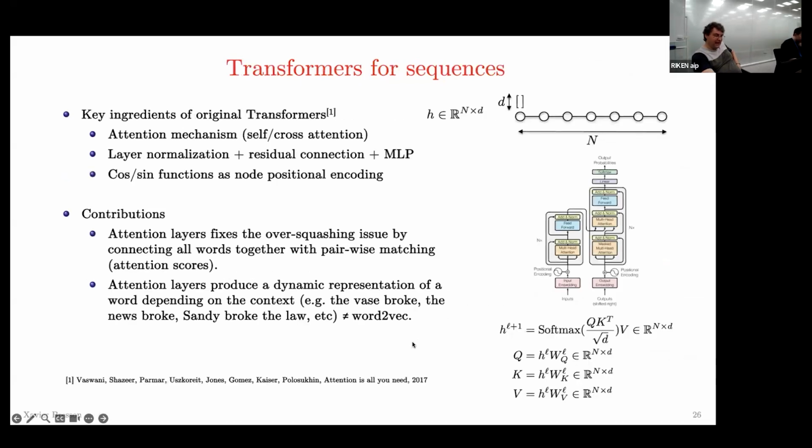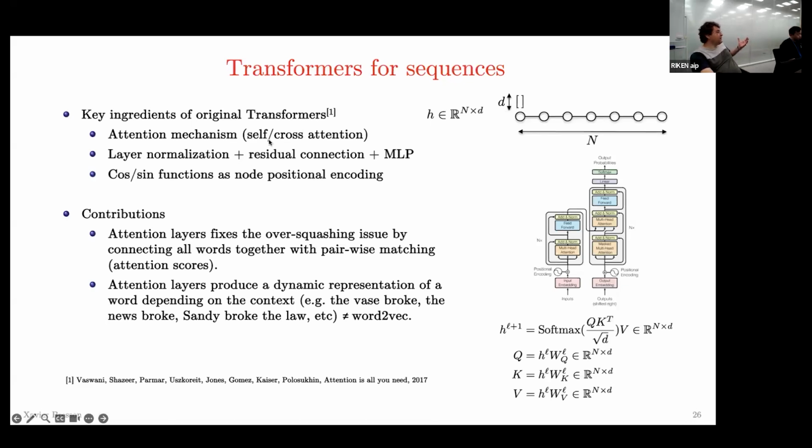Okay. So the solution was basically the transformer. The idea is you want everything to communicate with everything in one step, in one hop. That was the solution to the problem. To do that, they have to pay a price, which is the quadratic complexity of the attention mechanism. But basically it solved the problem of over-squashing and long-term interaction. So the key ingredient, as you know, is the attention mechanism. You have two kinds of attention mechanisms, self-attention and cross-attention.